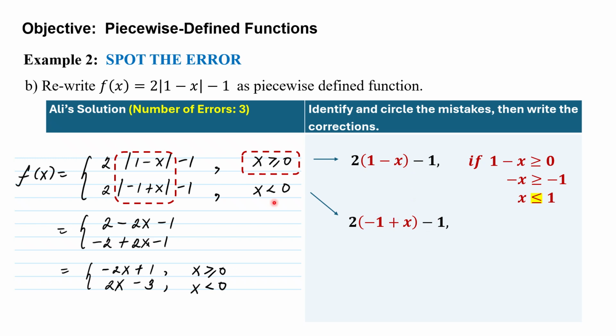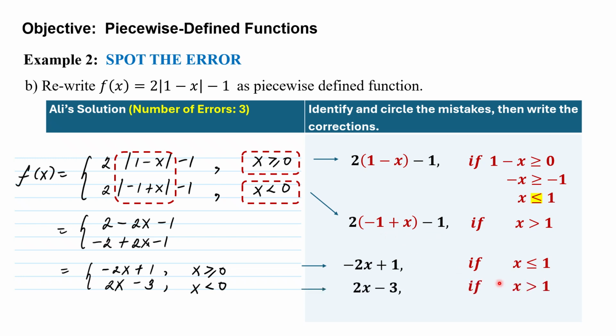Now for the domain of the second equation, we can identify that this is also a mistake. Because if the boundary is 1, when this is x less than or equal to 1, in the other equation, it should be the opposite of this, which is x greater than 1. And now, to complete this, we just need to simplify that. Simplifying the first equation, we will get negative 2x plus 1, where the domain is less than or equal to 1. And for the other equation, simplifying this, we will get 2x minus 3 when x is greater than 1.